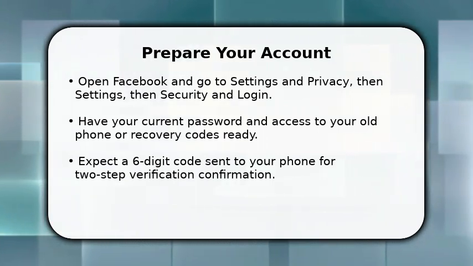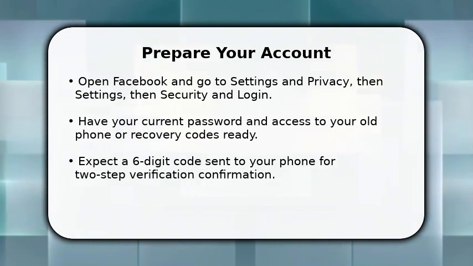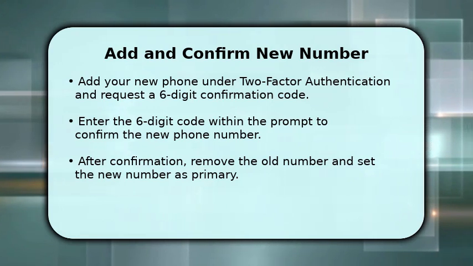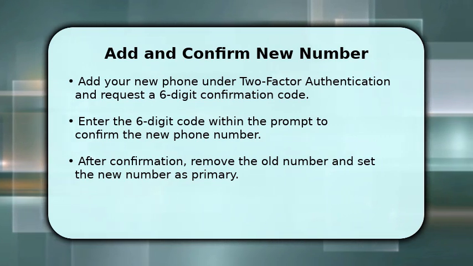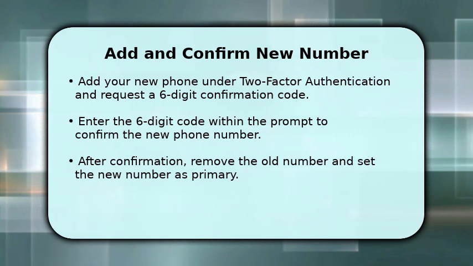In two-factor authentication settings, choose Add Phone Number or Edit Phone Numbers. Type your new phone number using international format, then request a 6-digit confirmation code via SMS. When the code arrives, enter the 6-digit code into the Facebook prompt to verify ownership of the new number.